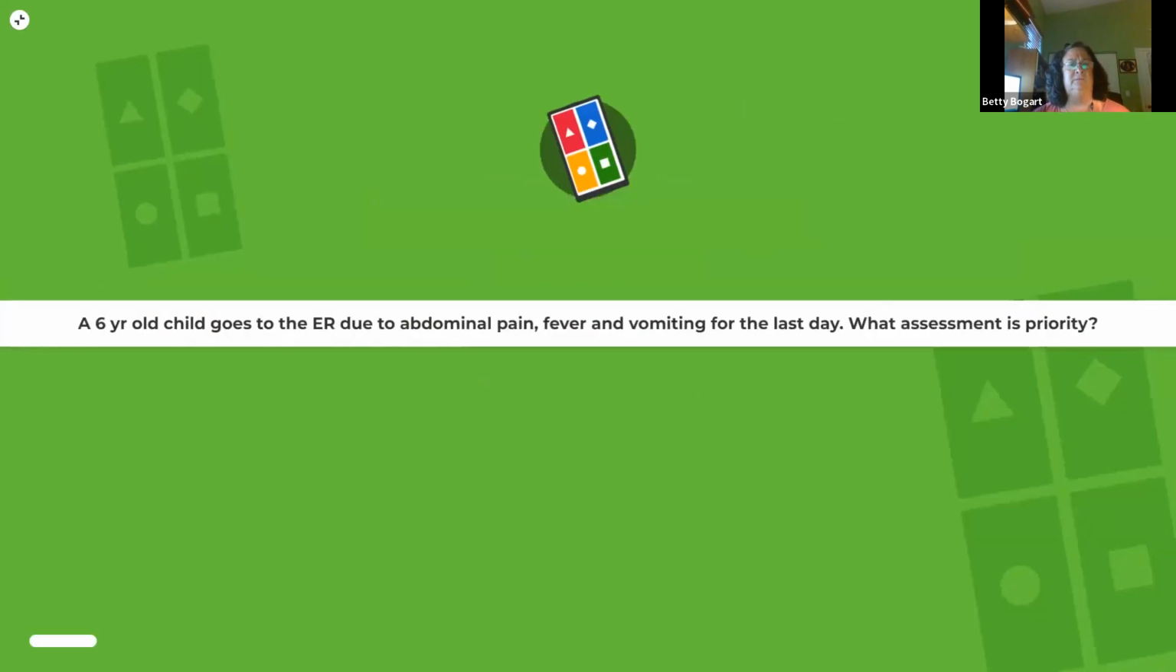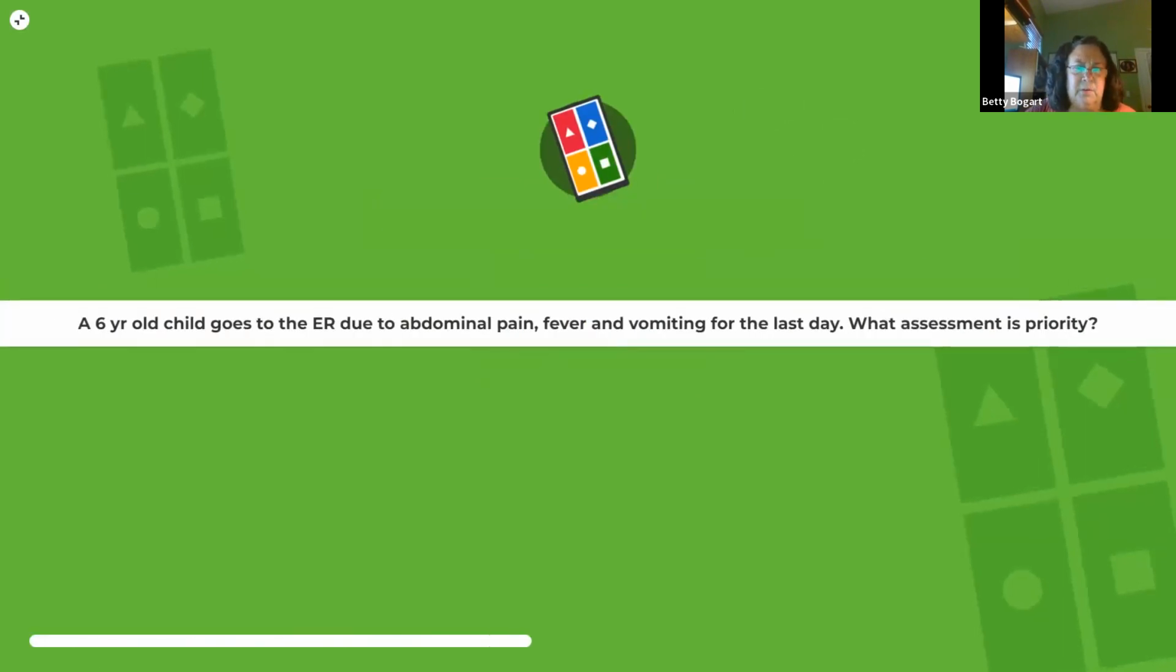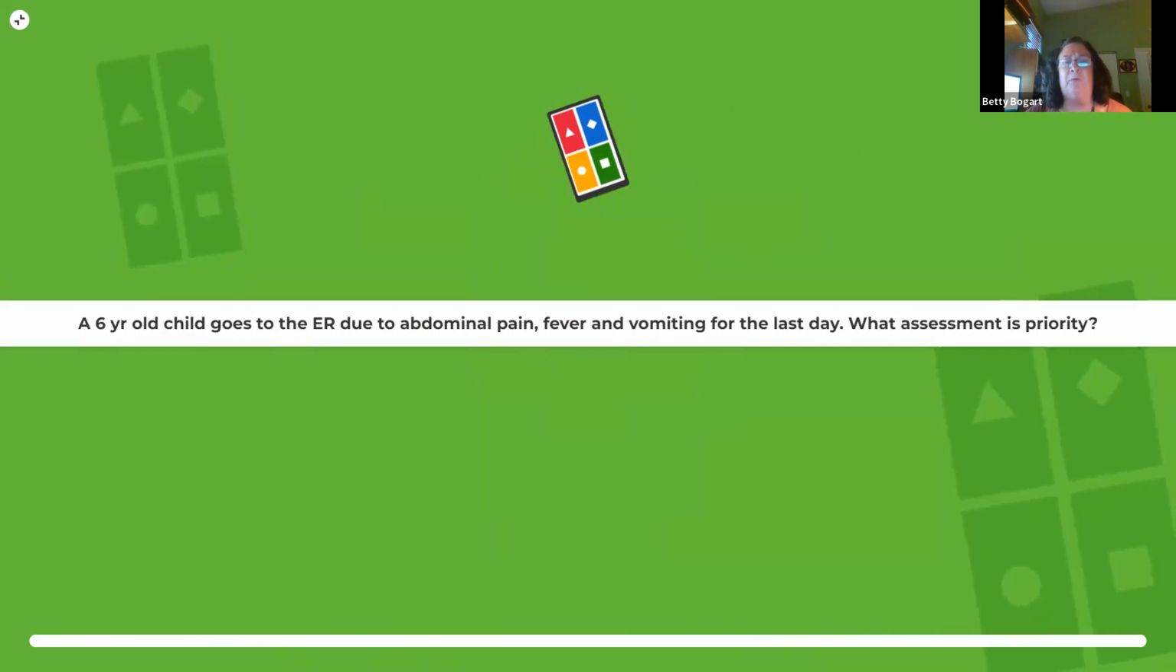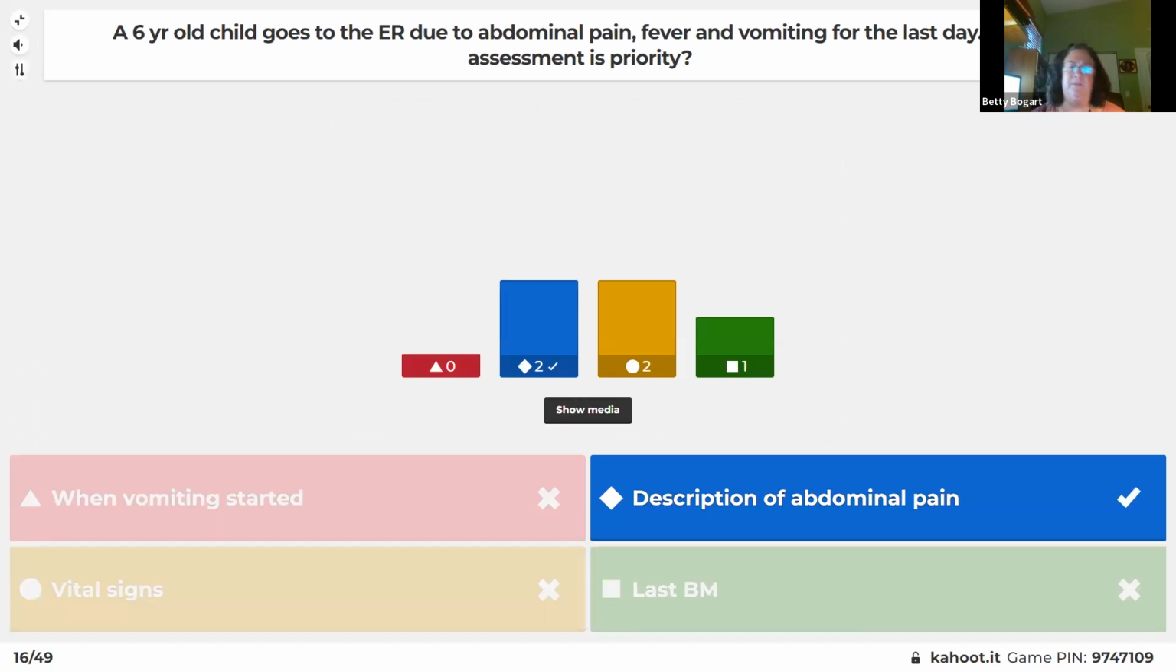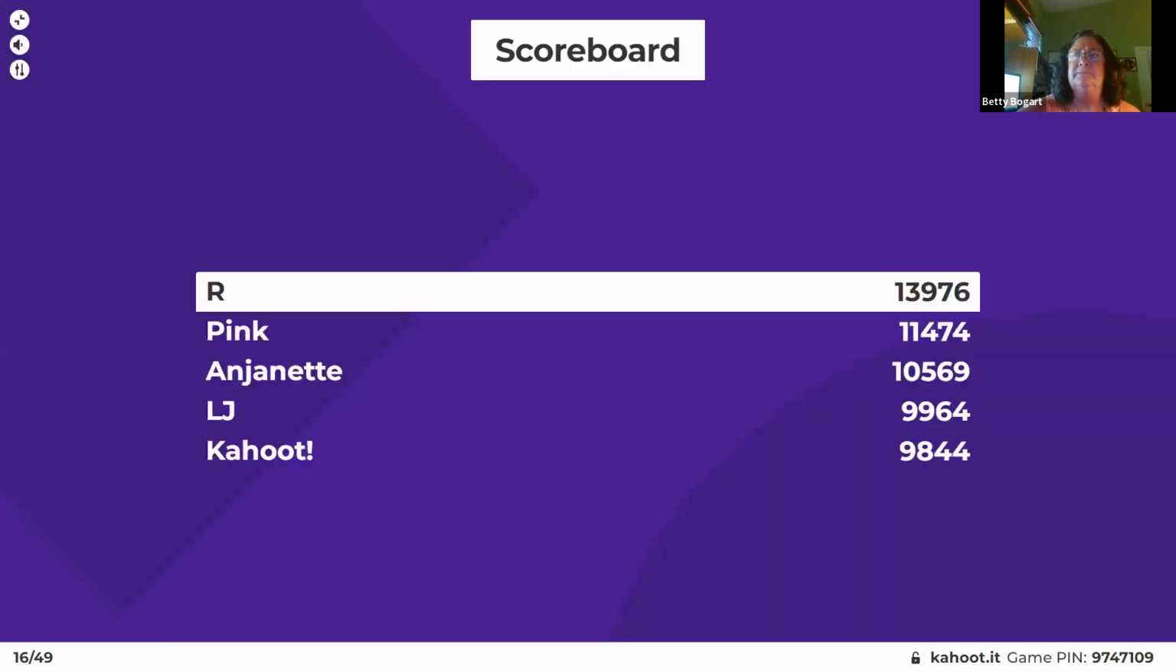And Jeanette's on fire. A 6-year-old goes to the ER due to abdominal pain, fever, and vomiting for the last day. What assessment is priority? And it's that abdominal pain. Where is it? You know, is it a surgical emergency? Is it that right lower quadrant? Is it appendix? It's been going on 24 hours now. Or is it something else? So pain in the abdomen. Tell me about that first and then get the rest of the stuff.